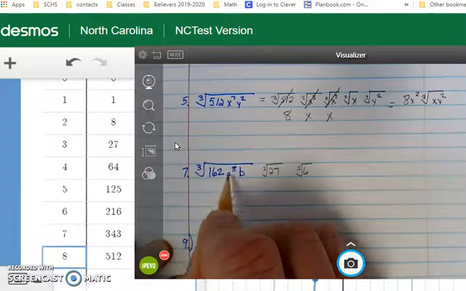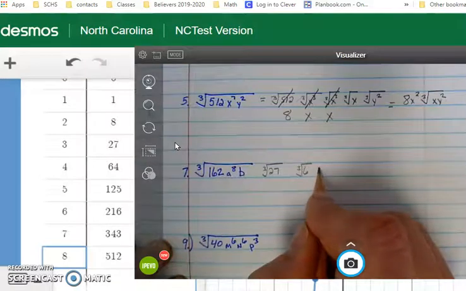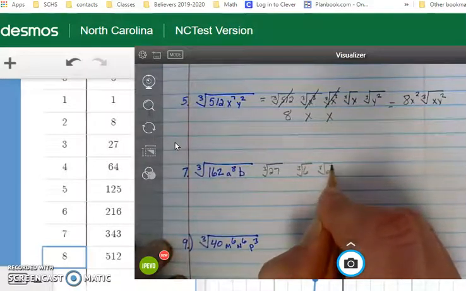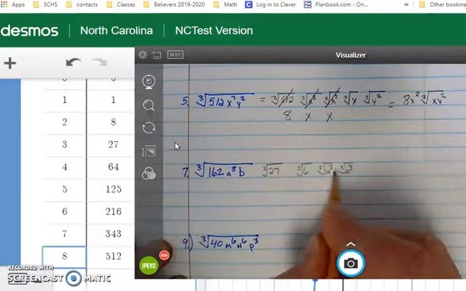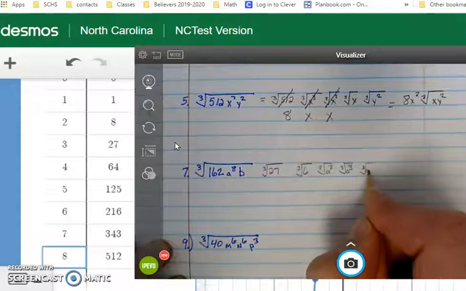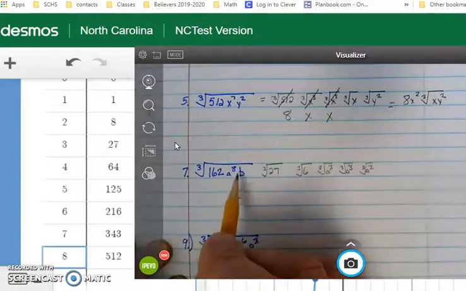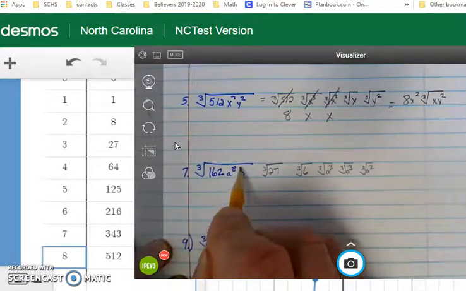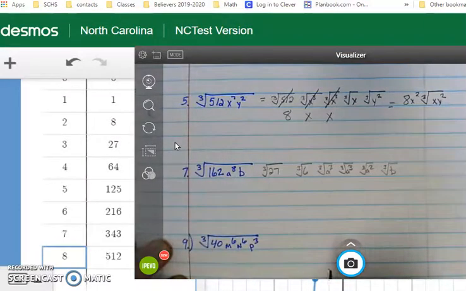I've got an a to the 8 this time, so I've got to get perfect thirds out of the 8. So that's going to give me a third root here, another third root here. That's 3 plus 3 is 6. I still have 2 more. And the third root of a squared. Again, 3 plus 3 plus 2 gives me this 8. Now the b, obviously there's no 3 in there, so I'm just going to have to leave it as the third root of b.